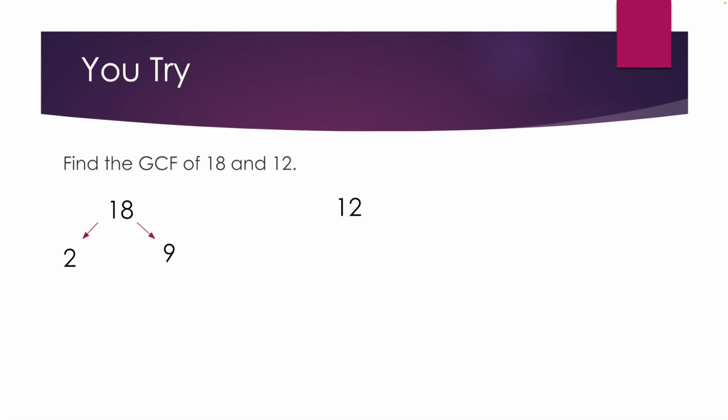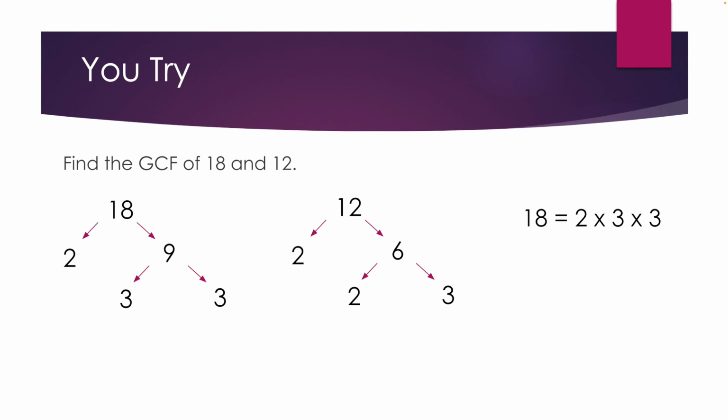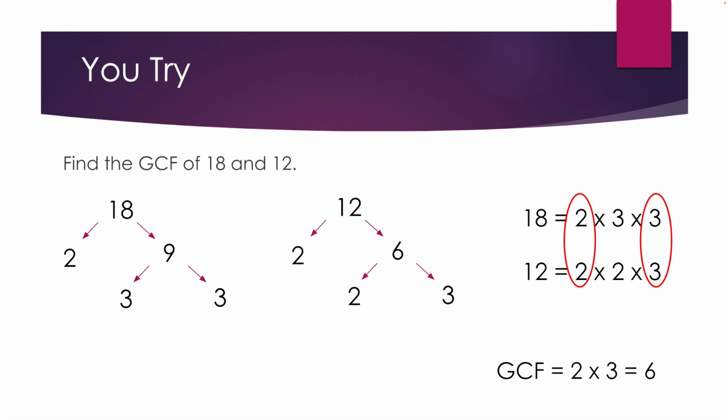So 18 can be broken down into 2 and 9, and then 9 can be broken down into 3 and 3. And then 12 can be broken down into 2 and 6, and 2 and 3. So altogether 18 is 2 times 3 times 3, and 12 is 2 times 2 times 3. So what do they have in common? They have this 2 and this 3. So the greatest common factor is going to be 2 times 3, or 6.